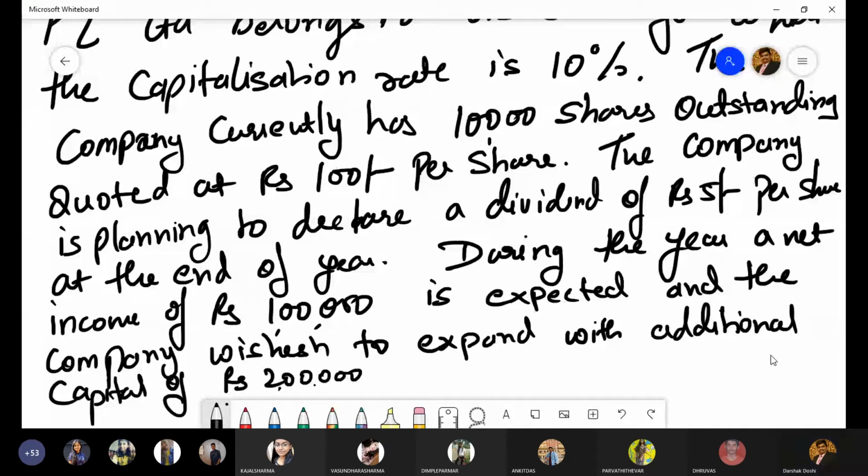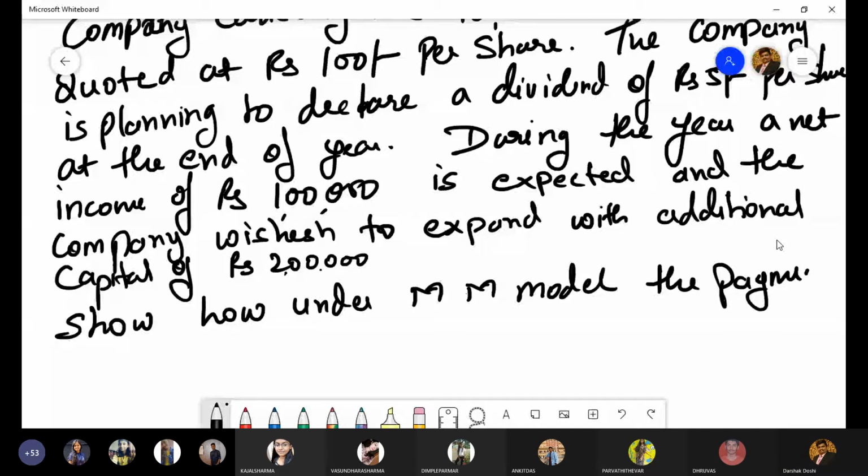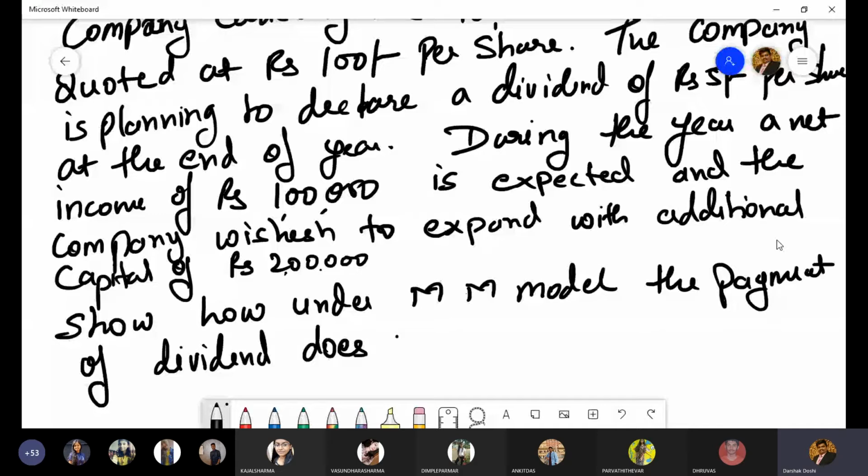So, how, under the model, the payment of dividend does not affect the value of firm, right, or of company.